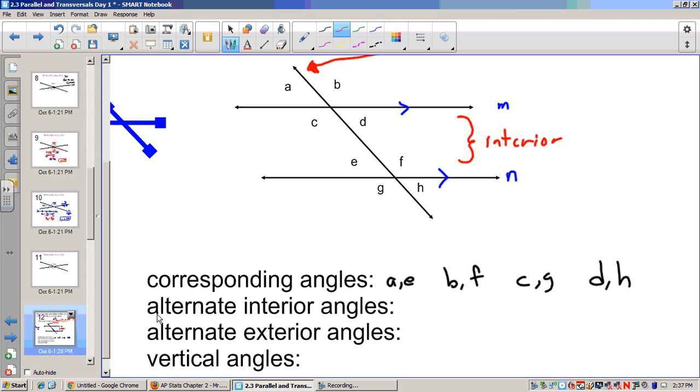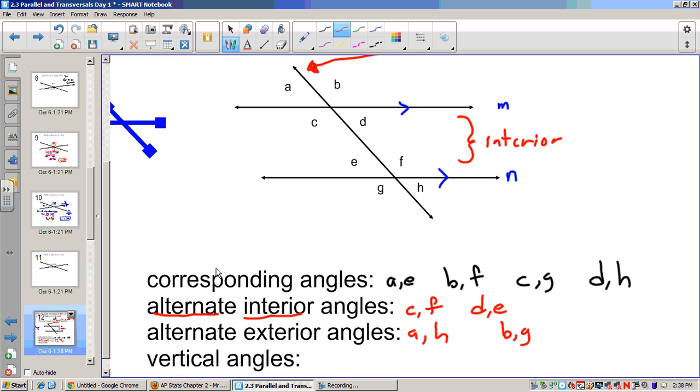Now if you see a term that says alternate interior angles, alternate means it goes from one side of the line to the other. So C and F are going to be alternate interiors, along with D and E. Alternate exterior angles are going to be like A and H, and B and G. Now, I have a thing here for vertical angles, but hopefully you know A and D, B and C, E and H, and F and G are vertical angles.